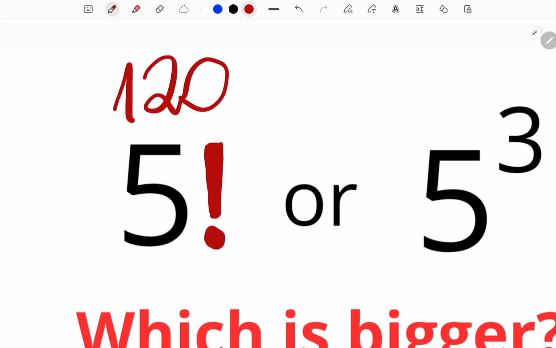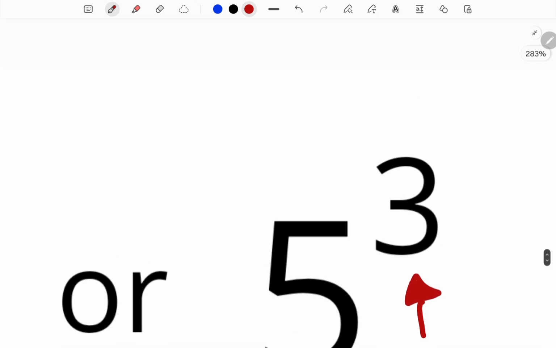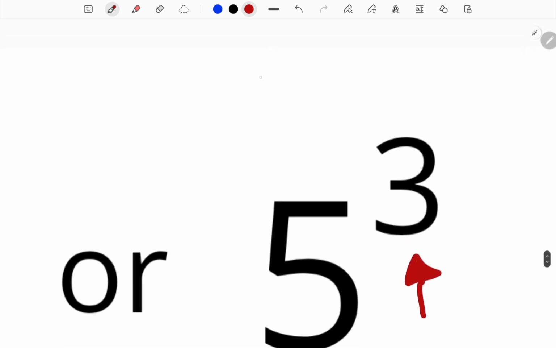Now that we understand the factorial calculation, let's move on to 5 raised to the power of 3. Exponentiation is an operation where a number is multiplied by itself multiple times according to the value of the exponent. In the case of 5 raised to the power of 3, this means we will multiply 5 by itself 3 times. Let's solve this step by step.